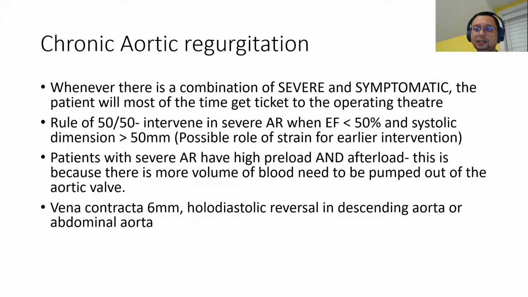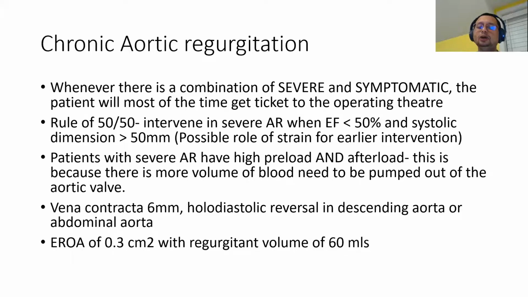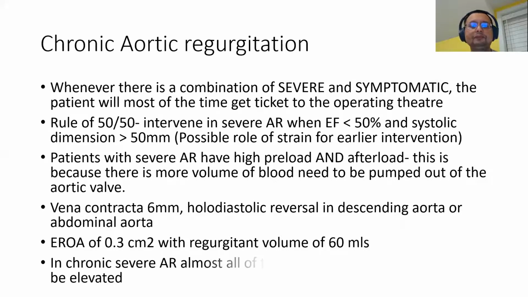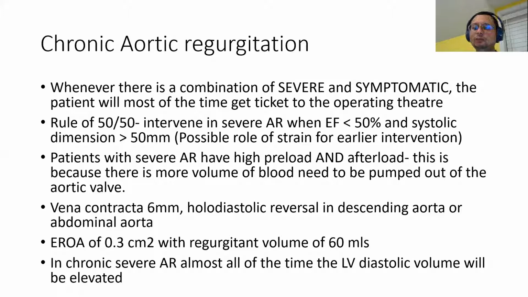The vena contracta more than 6 millimeter and holodiastolic reversal in the descending aorta or abdominal aorta are signs of severe aortic regurgitation. And also, as I told you, AROA of 0.3 centimeter squared and regurgitant volume of 60. Why 0.3? Because AR is in diastole, with a longer period compared to MR, which is in systole. In chronic severe AR, almost all of the time, if you look at LV diastolic, not systolic, volume, it will already be dilated. So it is very rare for someone with severe AR to have a non-dilated LV in diastole.